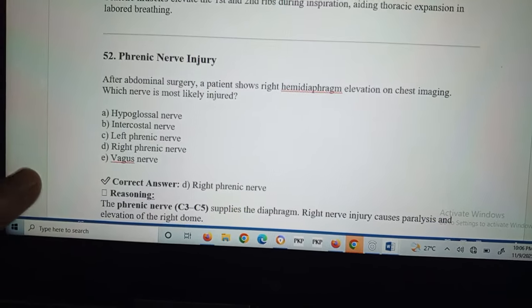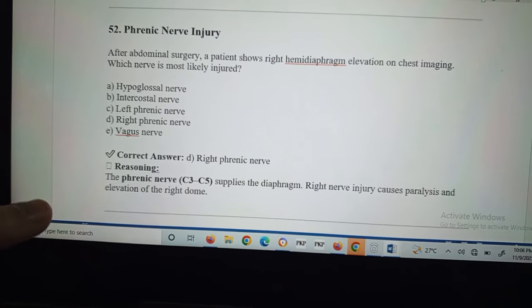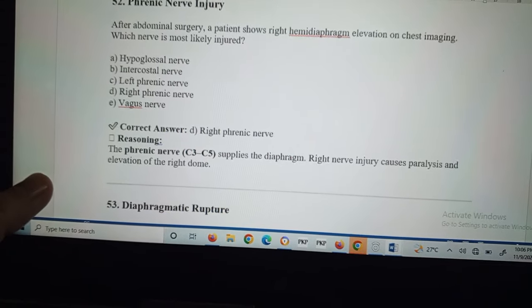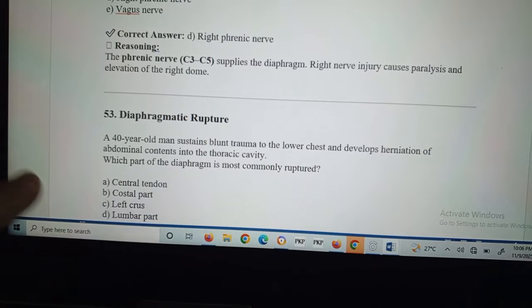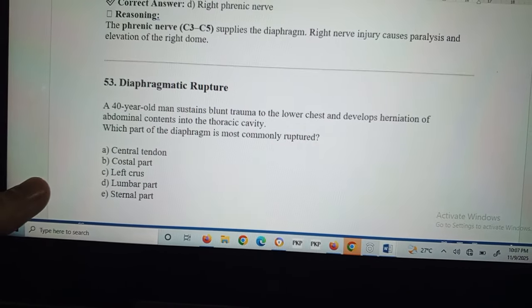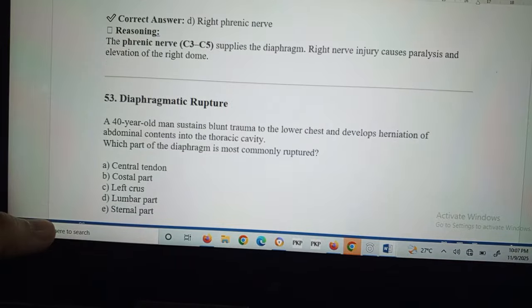After abdominal surgery, a patient shows right hemidiaphragm elevation on chest imaging. Which nerve is most likely injured? Right phrenic nerve is injured. The phrenic nerve, C3 to C5, supplies the diaphragm. Right phrenic nerve injury causes paralysis and elevation of the right dome.